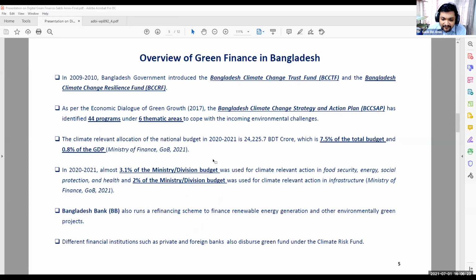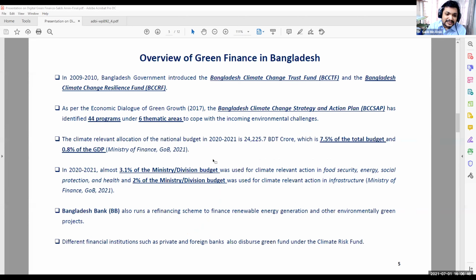In fact, Bangladesh has realized the importance of green finance. You can see there are some flagship green funds, the Bangladesh Climate Change Trust Fund and the Bangladesh Climate Change Resilience Fund, which have been there for the last 10 years to finance renewable projects and to adopt cleaner and green technology.